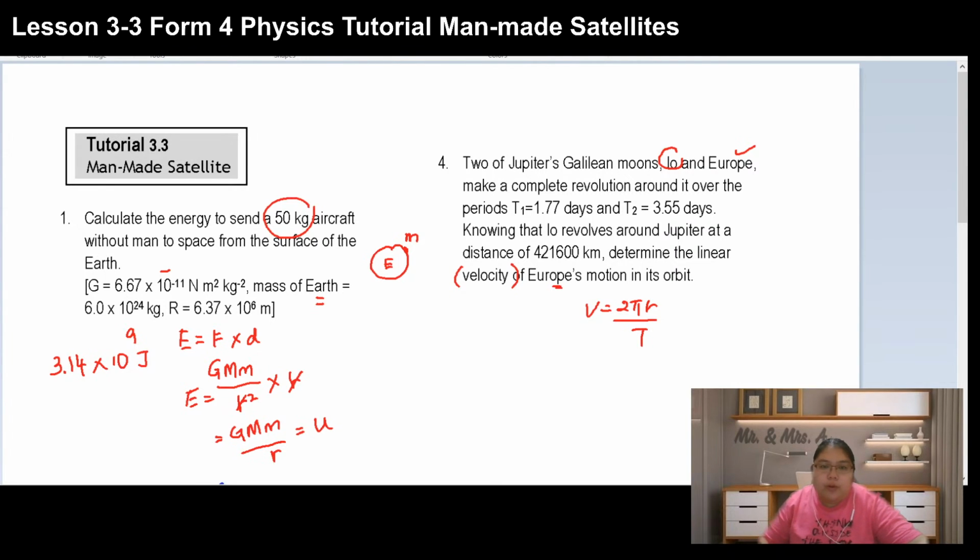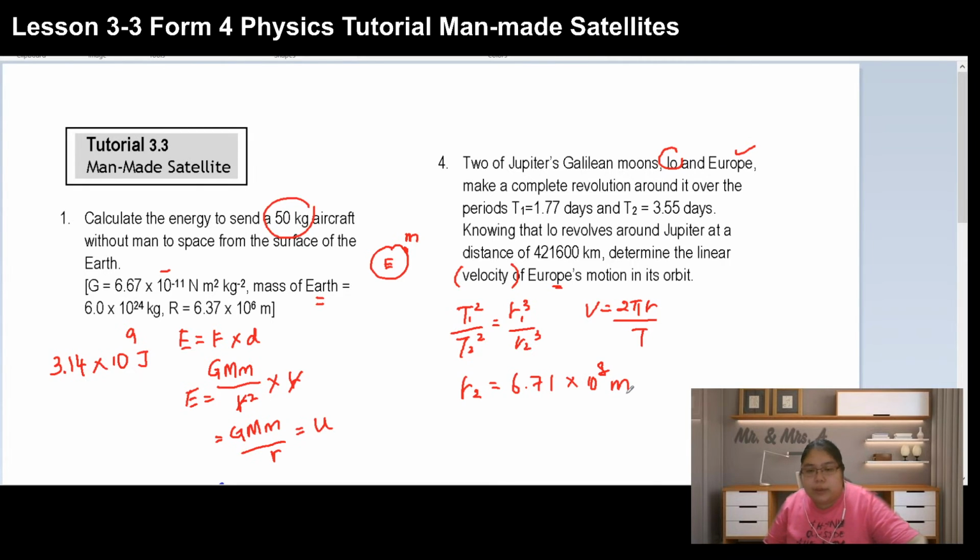Okay, we write again: T1 squared over T2 squared equals R1 cubed over R2 cubed. We take one to be Jupiter and the other one to be Europa. Now we find R2. We take Europa, and R2 we find is 6.71 times 10 to the power of 8 meters.